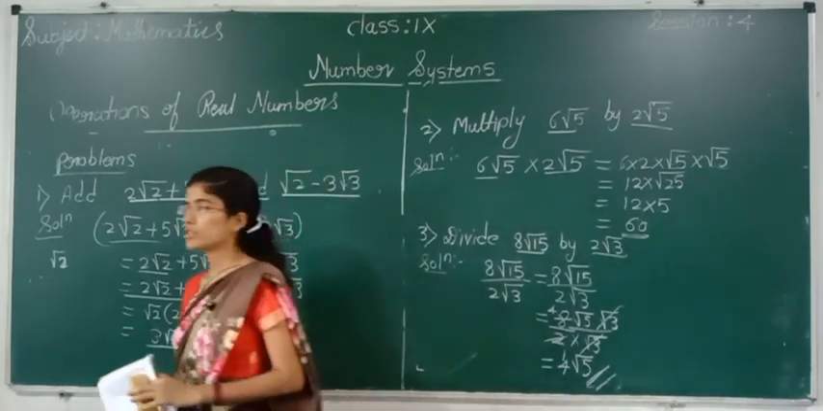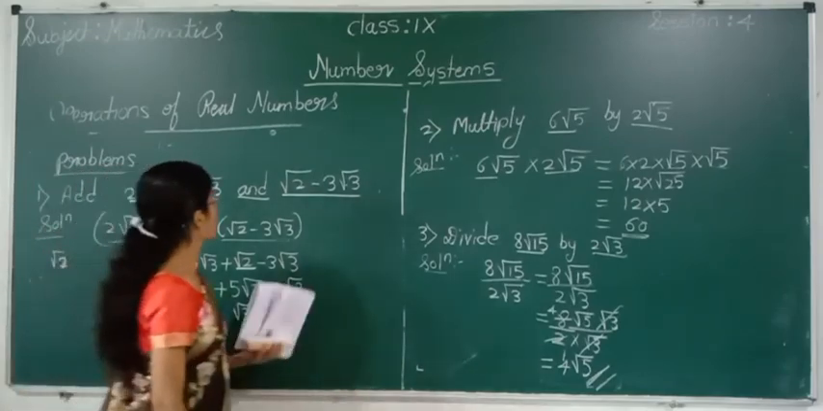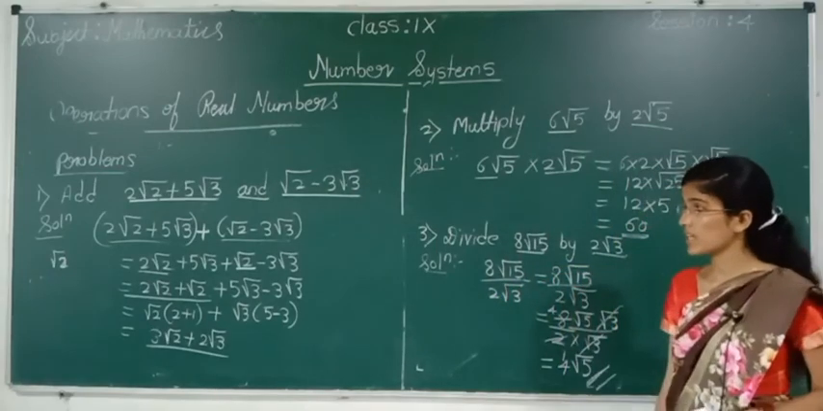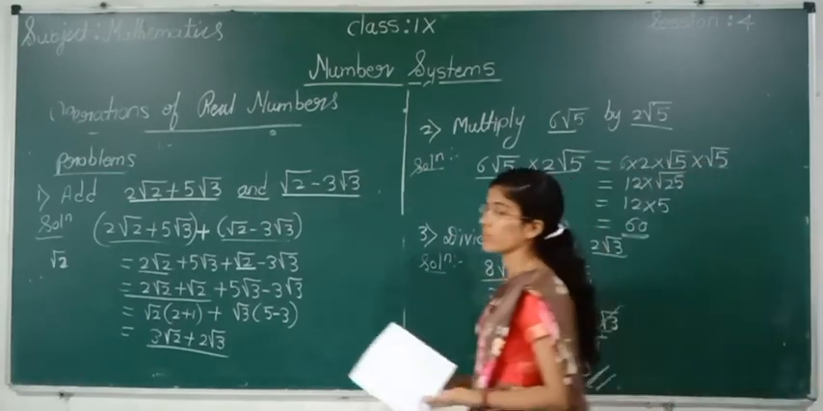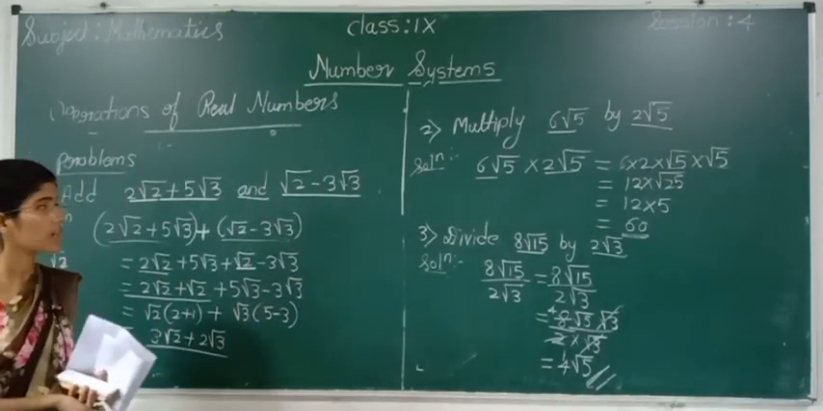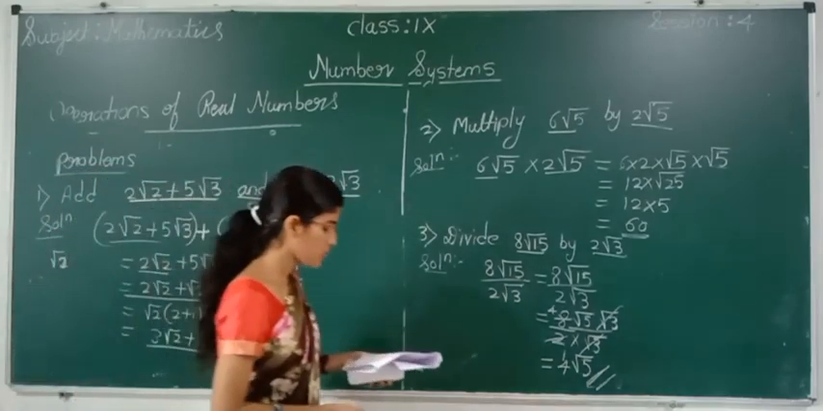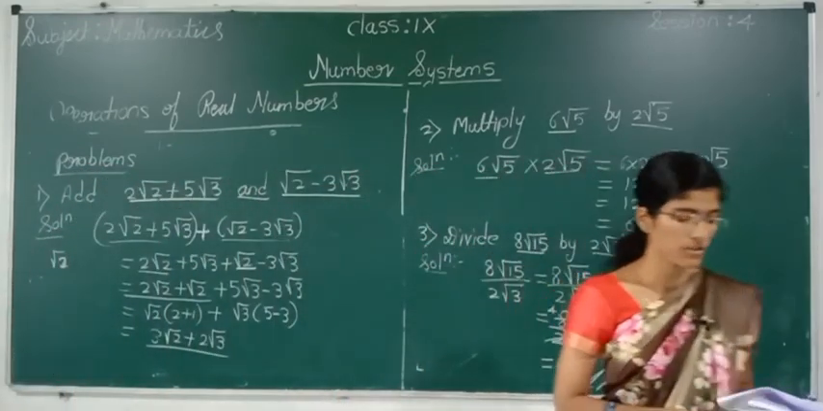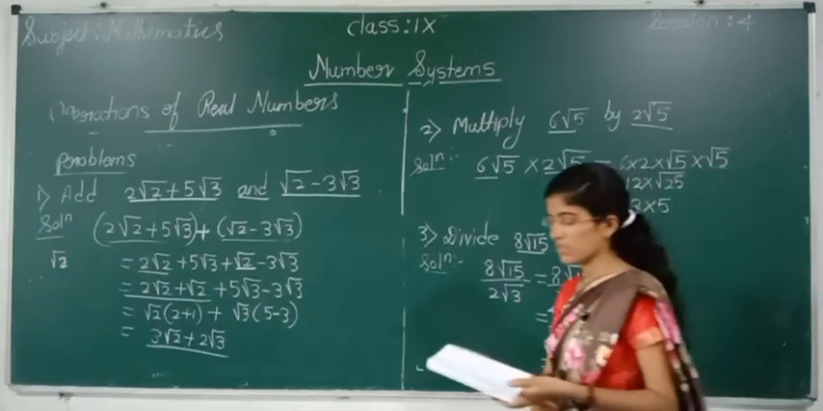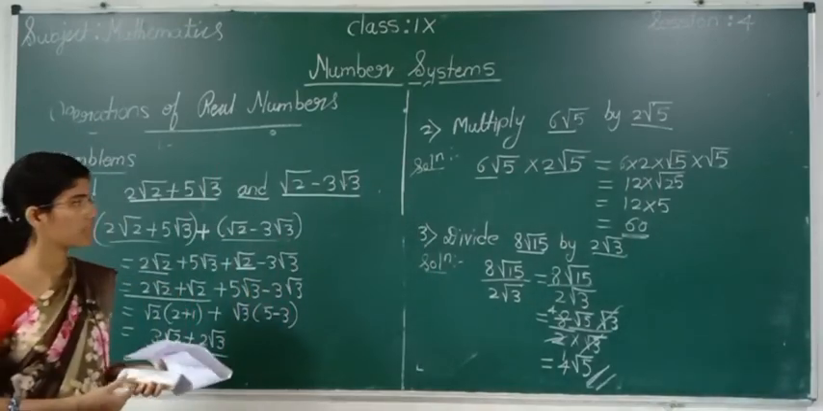So in today's class we have applied operations on real numbers, and we came to know the very important 4 points. In the next class we are going to learn how to find roots of a positive real number geometrically and mark them on the number line. In the next class we are going to continue. Thank you.